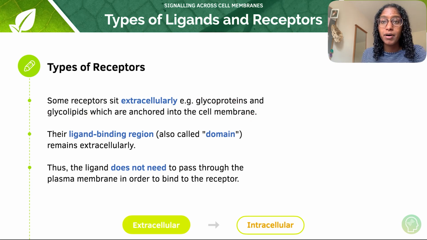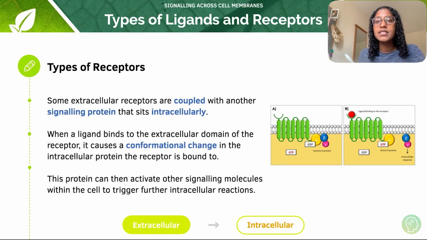So their ligand binding region, which we also call the domain, remains extracellularly, which means that the ligand does not need to pass through the plasma membrane in order to bind to the receptor, a bit like a polar ligand. Now, some extracellular receptors are coupled with another signalling protein that sits intracellularly. So notice that the ligand binding domain is on the outside, but the actual receptor itself is coupled with a signalling protein that sits on the inside.